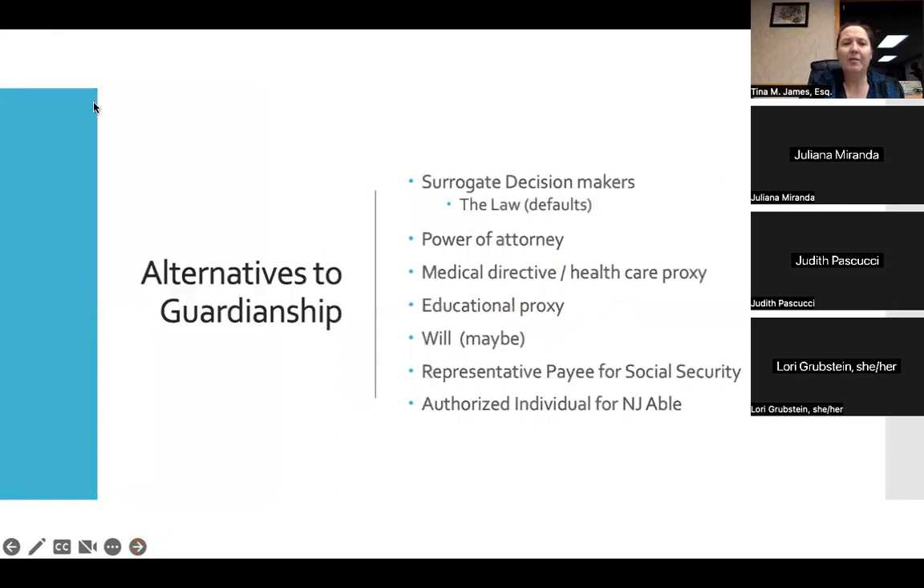Now, if guardianship is not necessary, these are some alternatives to how we can continue to support that individual, right? So, first of all, we call them surrogate decision makers. The law has some defaults set up in place, right? If you're in an emergency, they're going to notify next of kin. That could be mom and dad, that could be their brother and sister.